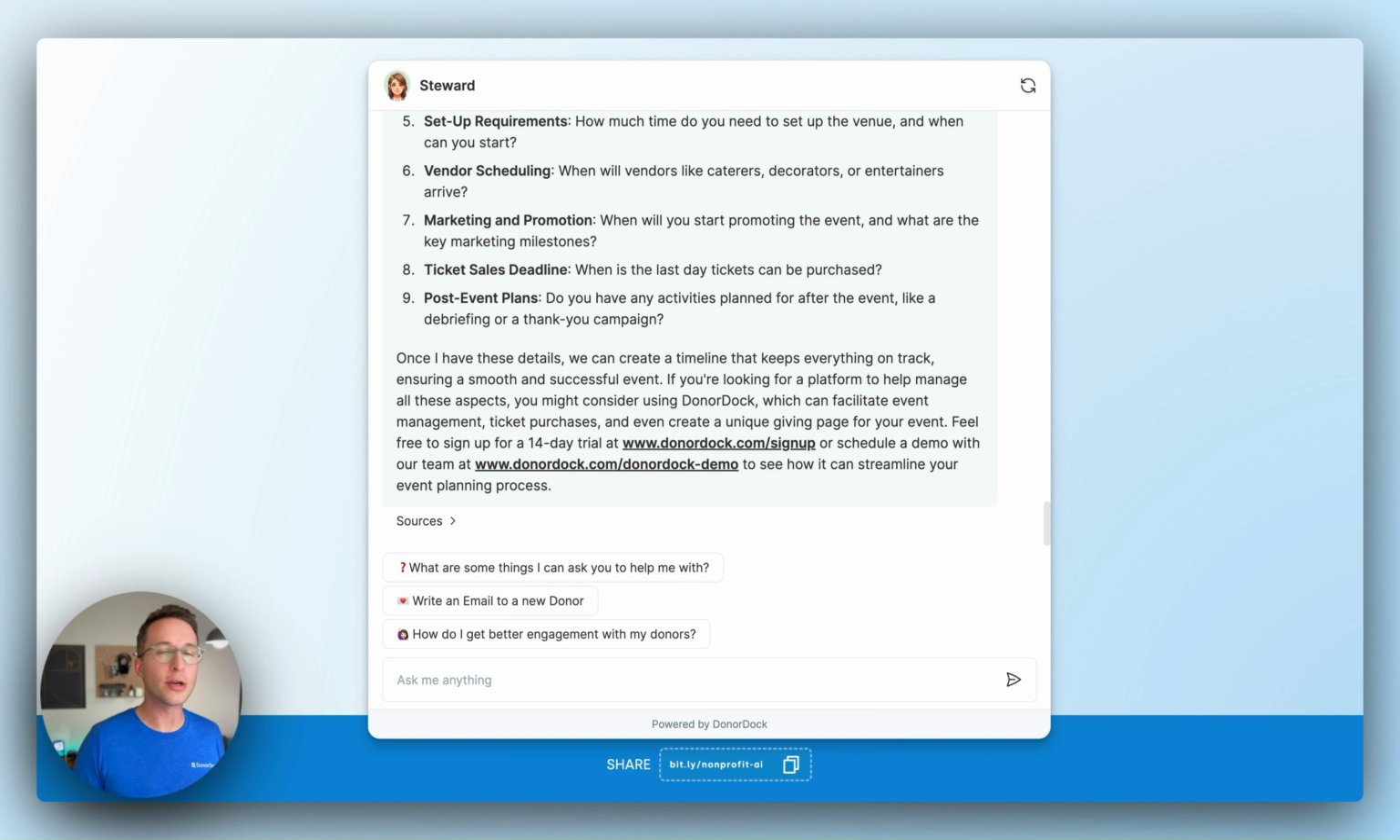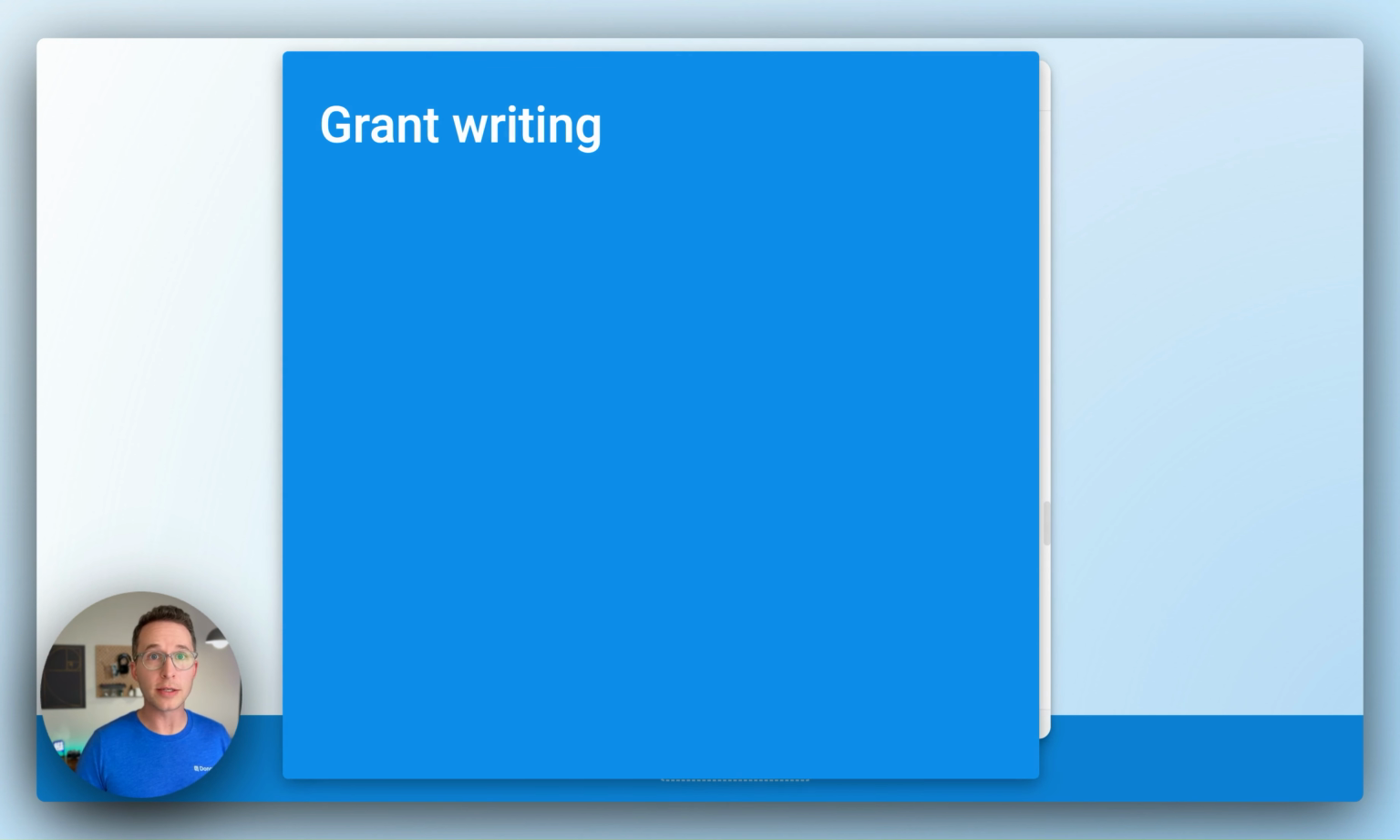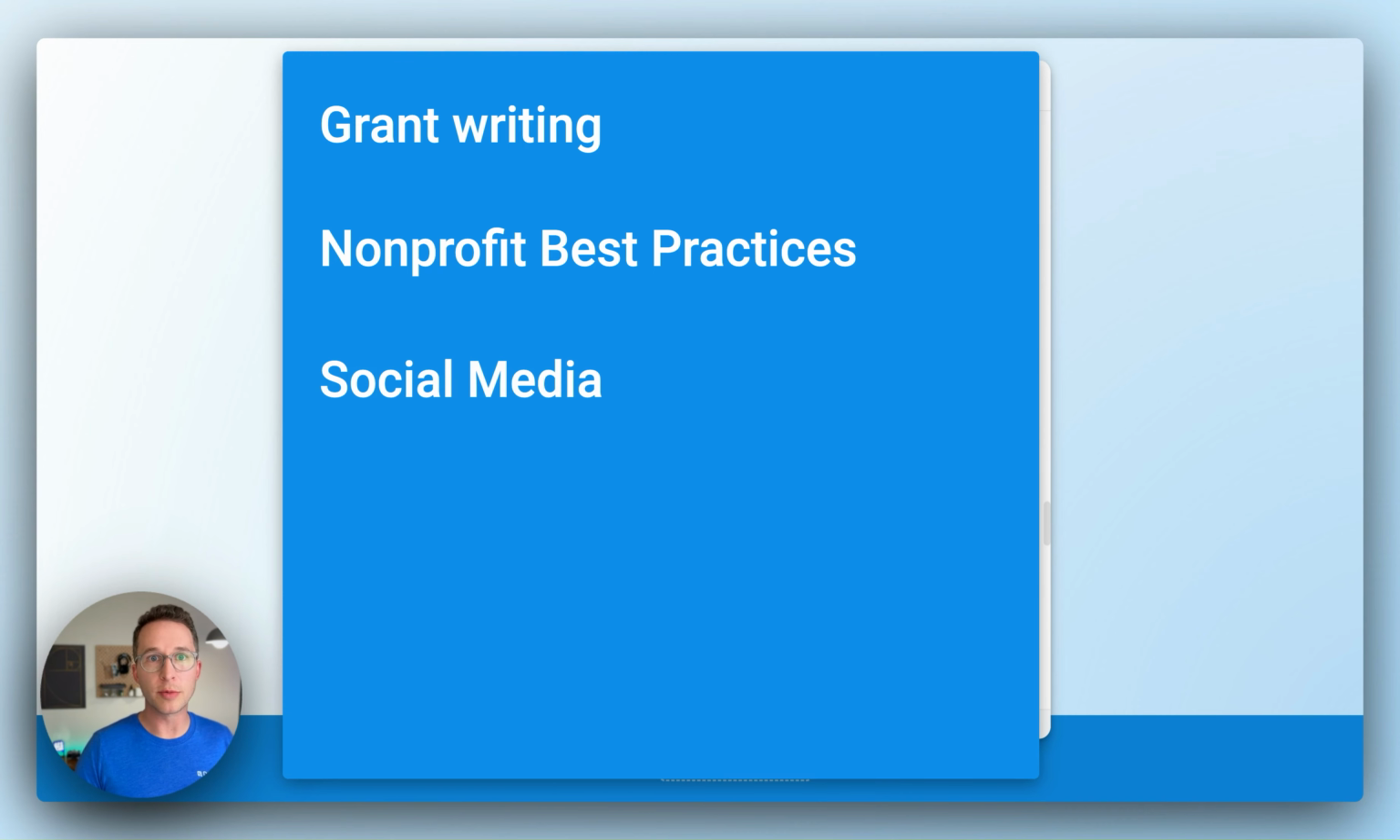So if you're wanting to know what else you can use Steward for, just ask it. It'll give you a really good list, but here are a few examples that I think it does a really good job with. Grant writing, you can ask it to help draft grant proposals. Best practices, because it's tuned for this sector specifically, you can get assistance and advice for this sector. Social media management, we saw a little bit of.